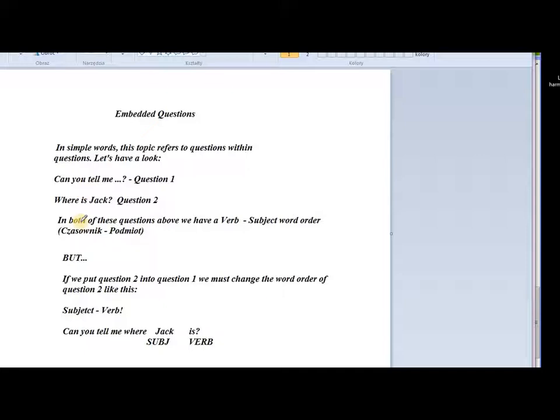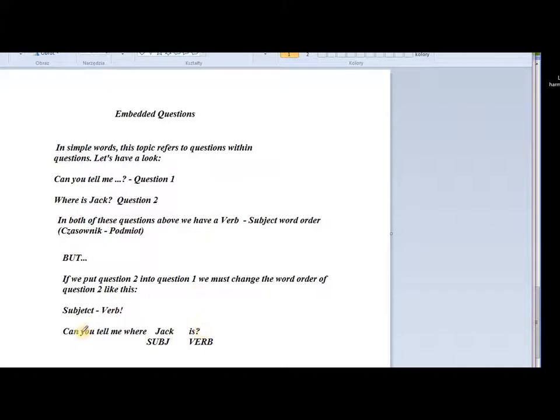Normally in a question you have a specific word order, verb, subject. So verb is and subject Jack, verb tell and subject me. So that's the verb subject word order in questions. But in embedded questions, when you put one question into the other question, the question number 2 that you put in question number 1 needs to have a changed word order into subject verb.